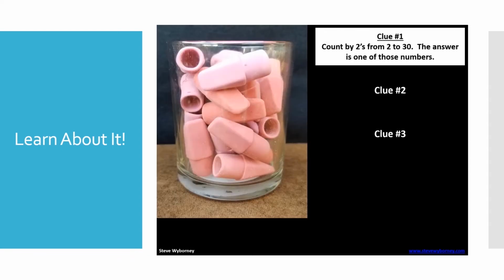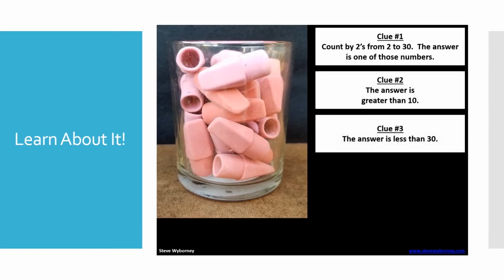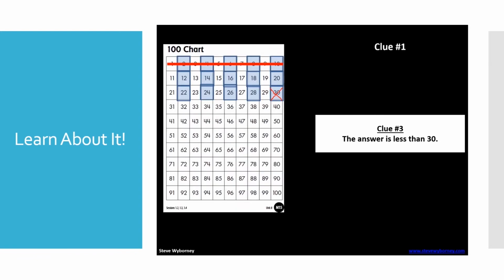Let's take a look at our third clue. Our third clue tells us that there are less than 30 objects. We know we have less than 30, so we can cross out the 30 on our hundreds chart.